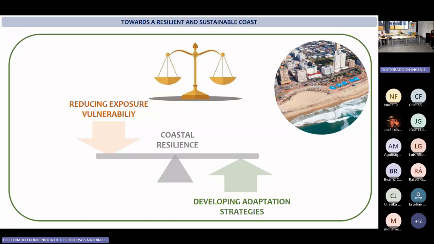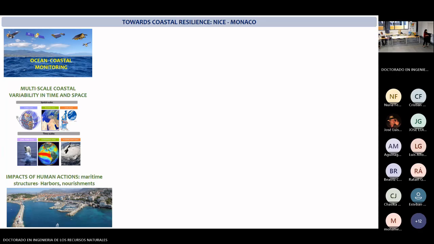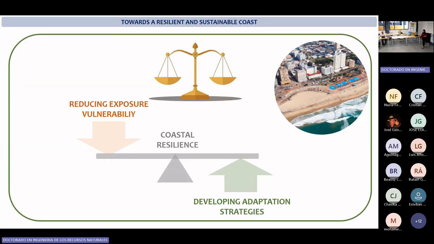So it's the message of this seminar. Coastal resilience is a balance between reducing the exposure and the vulnerability of the coast and developing adaptation strategies by making the most adequate decisions for protecting our system. And that's it. Thank you very much.